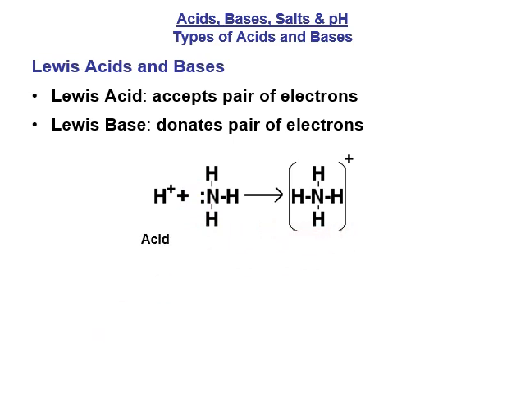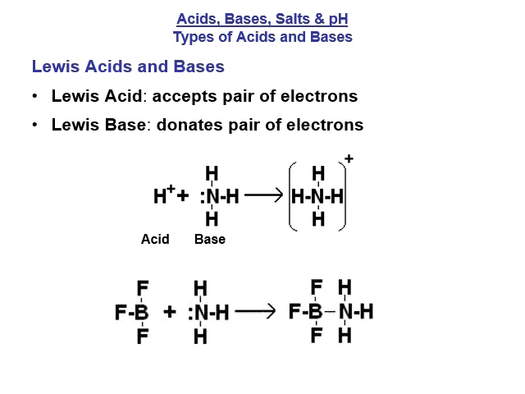Another example would be this. Oh, there we go, acid and base. In this one, you've got, again, ammonia donating the proton, or donating the electrons. This one is accepting the electrons, and so this is the acid, this is the base. Again, the only real difference between all of them is what aspect of the reaction you are looking at.